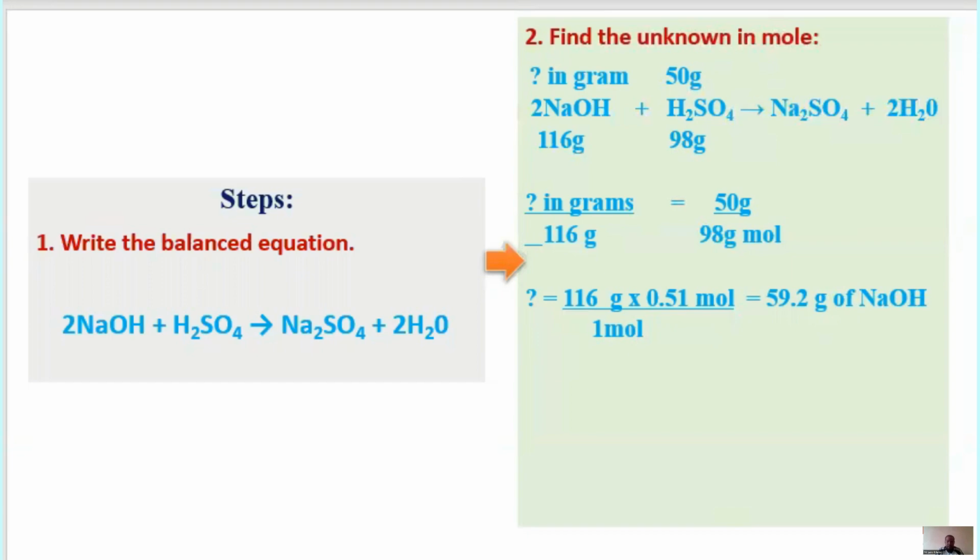Okay, this is all about the mass stoichiometric conversions, about mole, mass, mole, and mass conversions.